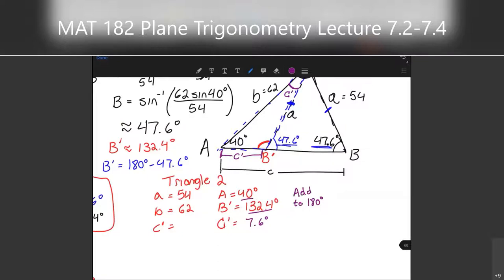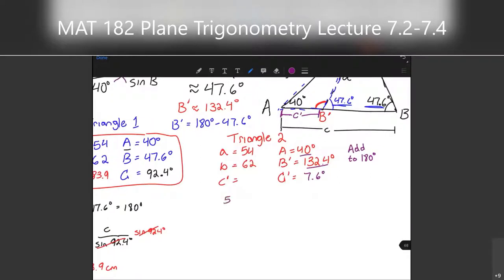And then let's see, the last thing is solving for that side length. So we know that's also going to be a small side length. Set up that same ratio, we have 54 over sine of 40, and then C prime over sine of 7.6. So last law of sines to get done. Again, we can multiply both sides by the sine of 7.6. And go ahead and take a moment to do that as well. Collect the terms on the left side to find C prime.